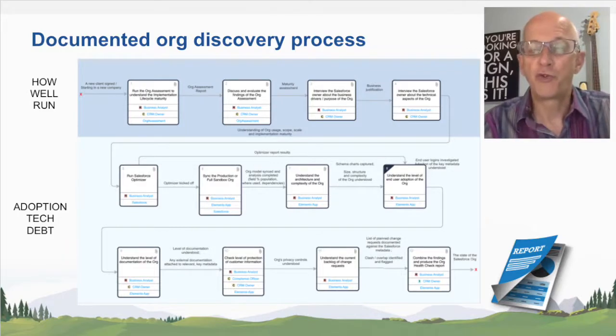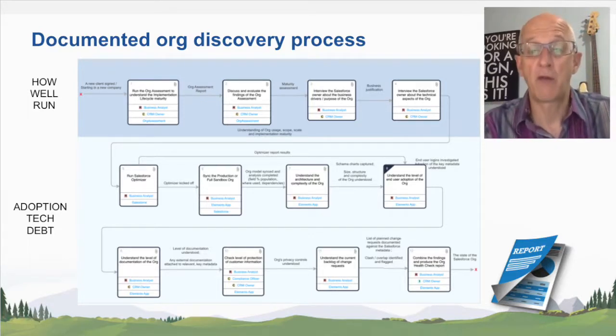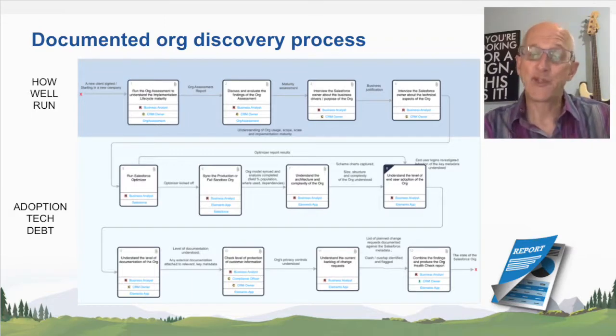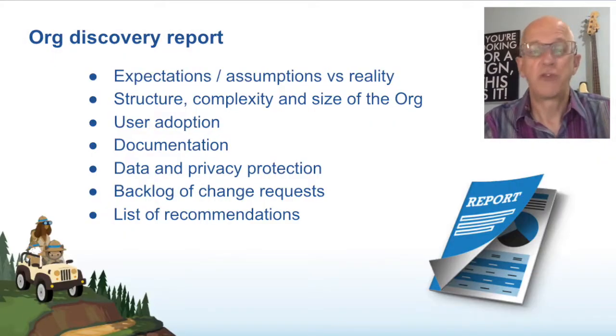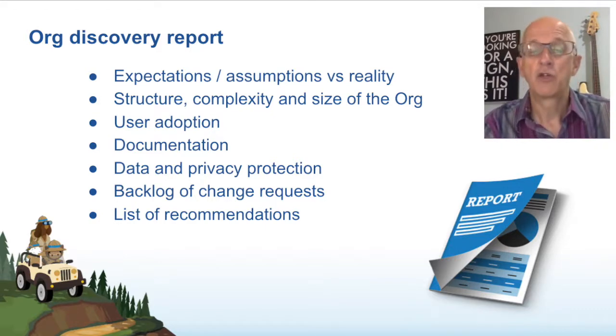And whilst we're not forcing you into any standard report, in our discovery process we're giving you some ideas and saying maybe some of the things that you should be putting in that report. And therefore, the analysis you do as you go through the process will start to give you the evidence to build that report. So it's things like expectations and assumptions versus the reality, the structure, the complexity, and the size of the org. What levels of user adoption? How well documented is it? How secure are you in terms of data and privacy protection? What backlog of change requests are there? And then ultimately a list of recommendations. So once you've done this analysis, what do you suggest needs to happen next?